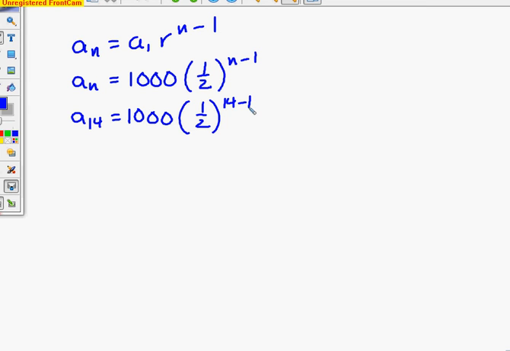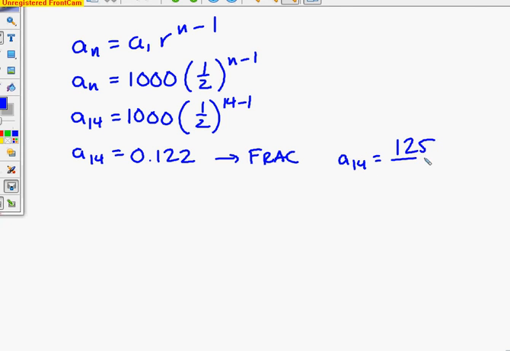I'll type that in my calculator. 1,000 times 1/2 to the 13th power. I get a decimal of 0.122, but I wonder if I do 2 fraction, if it'll give me a nice fraction, and it does. So if I do 2 fraction, a sub 14 equals 125 over 1,024.